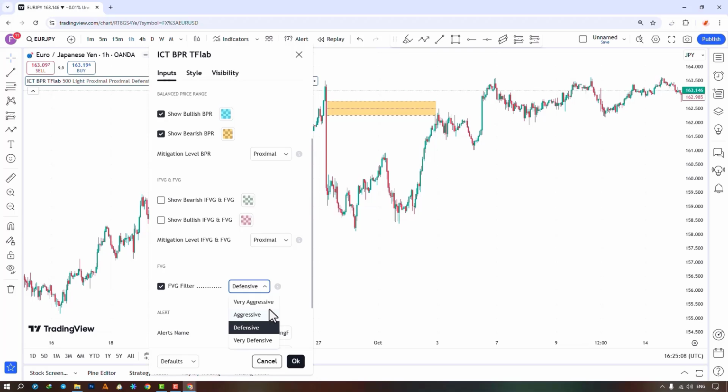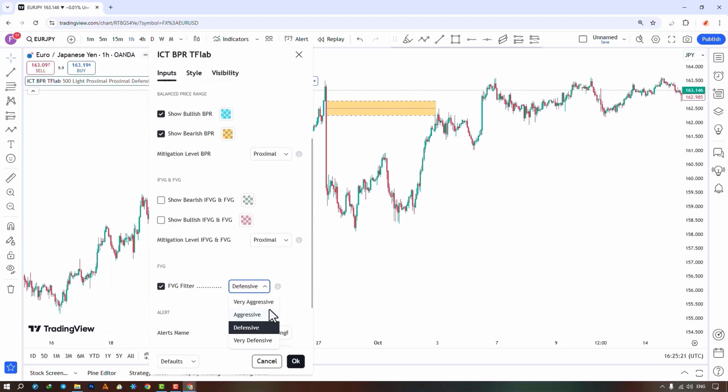Bullish order blocks: the second and third candles must be bullish. Bearish order blocks: the second and third candles must be bearish. Many order blocks are identified, retaining only the most qualified ones. When selecting the defensive option, besides the aggressive conditions, the size of the middle candle should be large and mostly body.